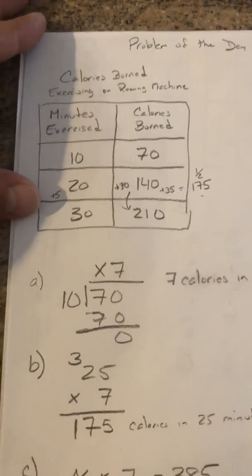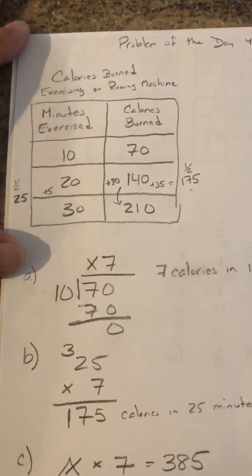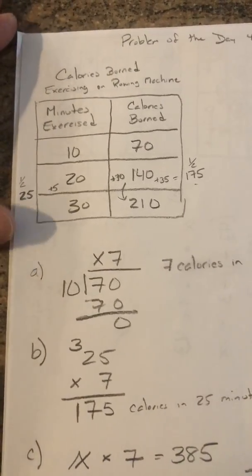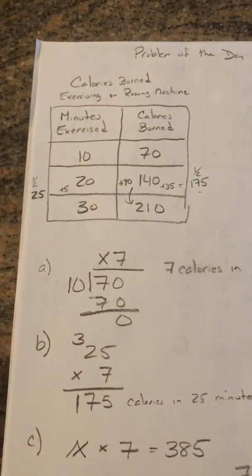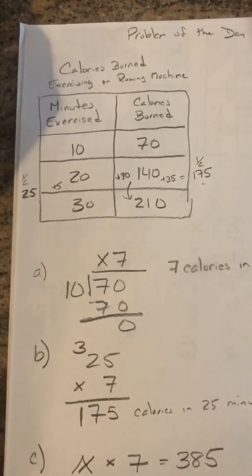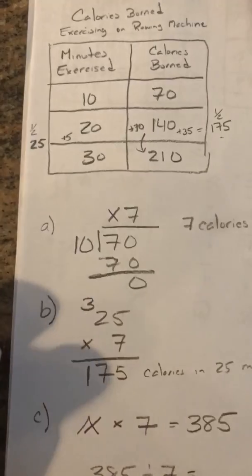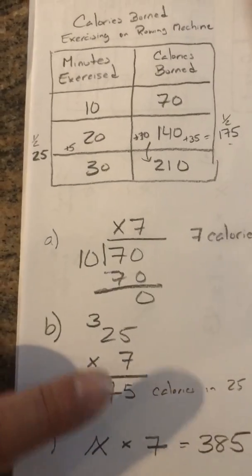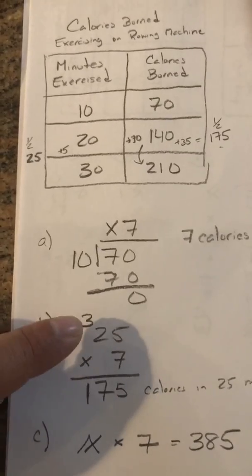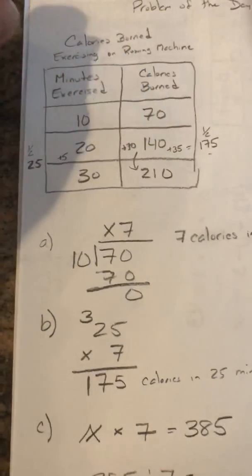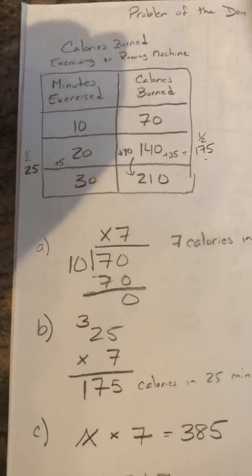So part B wanted to know if she exercised for 25 minutes, how many calories will she burn? So once we know how much she burns in 1 minute, we can take that amount, the 7 that we got in part A, and multiply it by the 25 minutes worth of exercise. So if we do the multiplication, 7 times 5 is 35, carry the 3 or regroup that. 7 times 2 is 14, plus the 3 is 17. So in 25 minutes, she burns 175 calories.